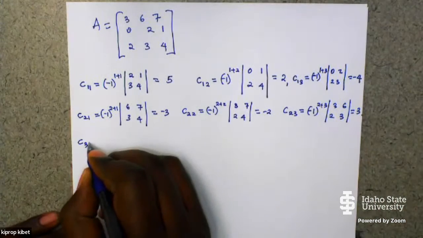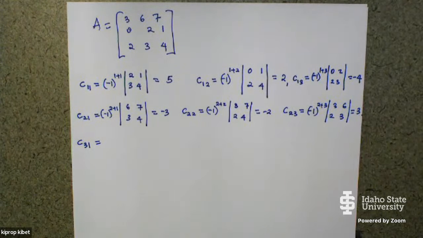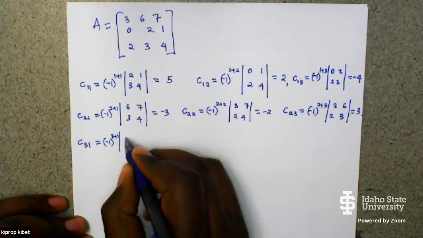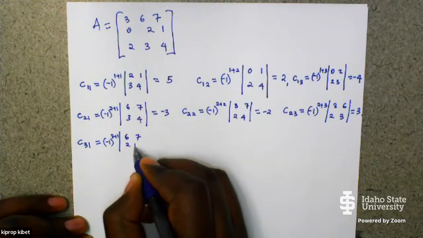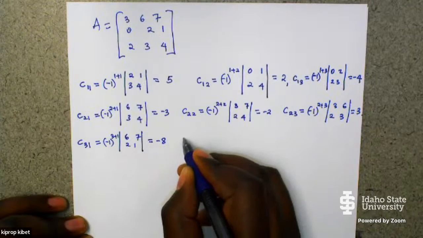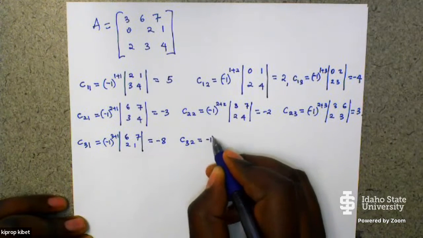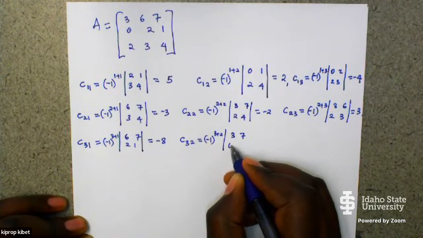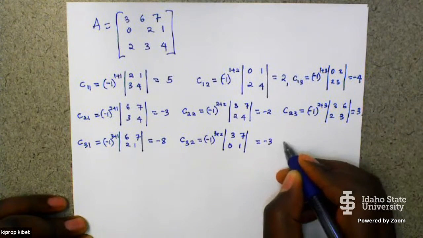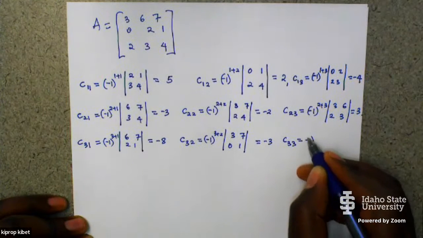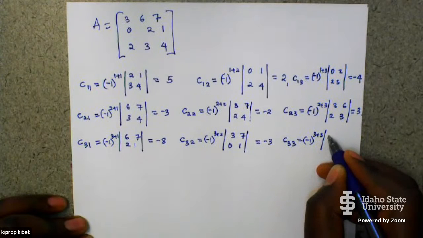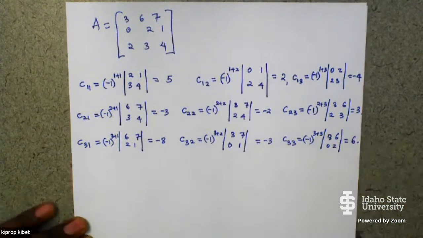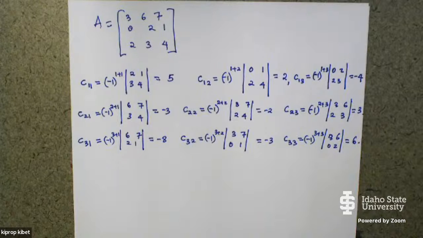Now, C31, you delete the third row and the first column. So -1 to the power 3 plus 1, determinant of 6, 7, 2, 1, which you get -8. C32 equals -1 to the power 3 plus 2, determinant of 3, 7, and then 0, 1, which is equal to -3, and then C33 equals -1 to the power 3 plus 3, determinant of 3, 6, and then 0, 2, which you get 6.